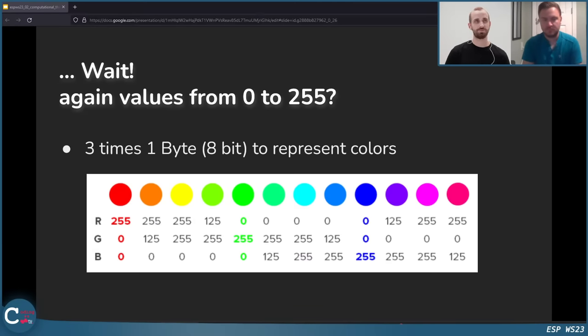So we have three times a value from 0 to 255, which is 1 byte, so 8 bits. With 8 bits, we can represent 256 different numbers, so from 0 to 255. And as you can see here, for example, if you have the numbers 255, 0, 0 for red, green, and blue, then it turns out that it's red, and so on. So you can mix all these values and then you get a different color. And this is really just how you want to interpret these numbers.